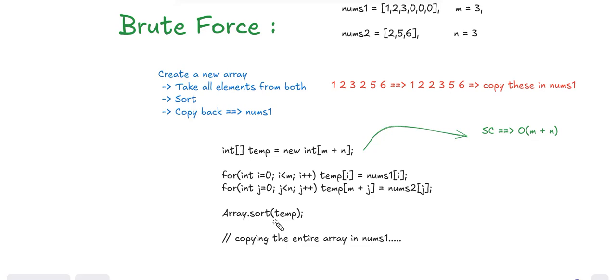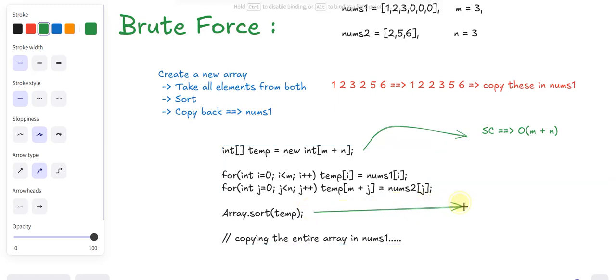N could be the number of elements, and here the number of elements is m plus n. I'm sorting m plus n elements, comparing each element with m plus n elements. That will be the number of elements into log of the number of elements. That is, I'm comparing m plus n elements with m plus n elements each time in nested iteration. So m plus n into log of m plus n is the time complexity required for this approach.